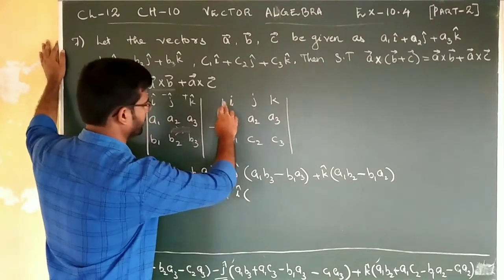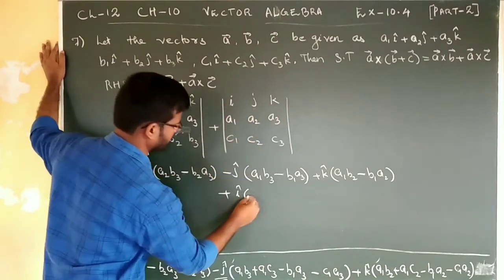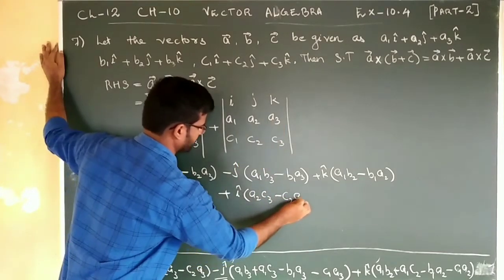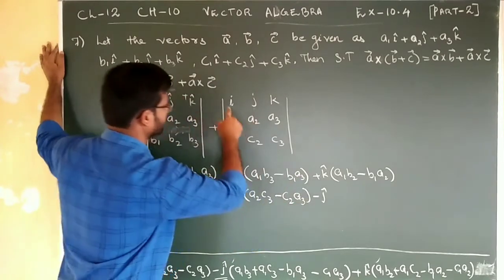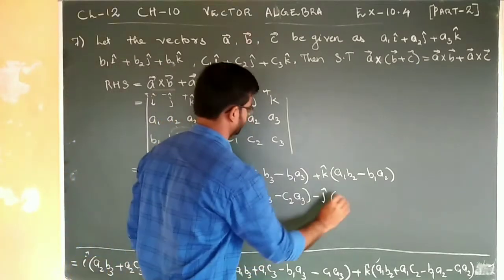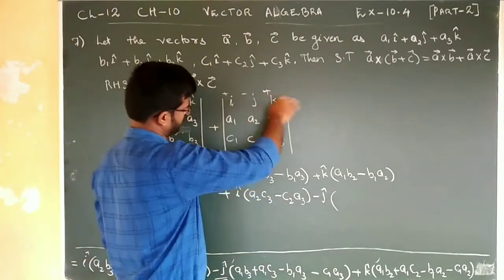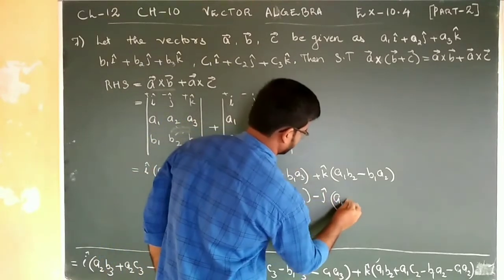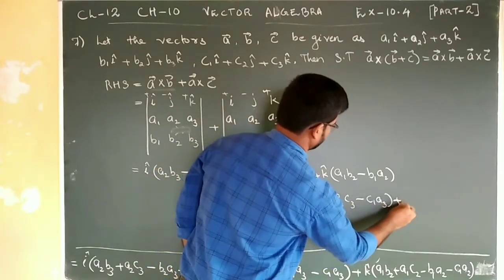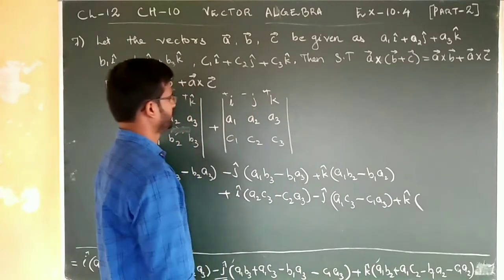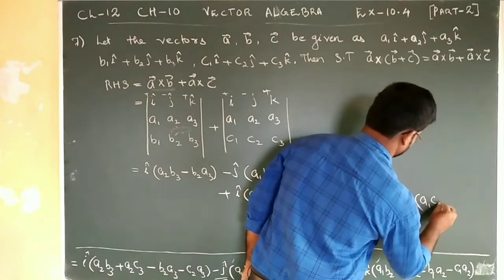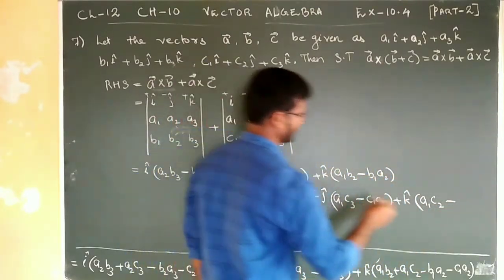I vector, leave the first row, first column. Then A2 into C3 minus C2 into A3. Then minus J, because in here plus, then minus, then plus, like that, isn't it? Then minus J. Leave the second column, first row, then A1 C3 minus C1 A3. Plus K vector. You can leave the first row and third column, A1 C2 minus C1 A2.